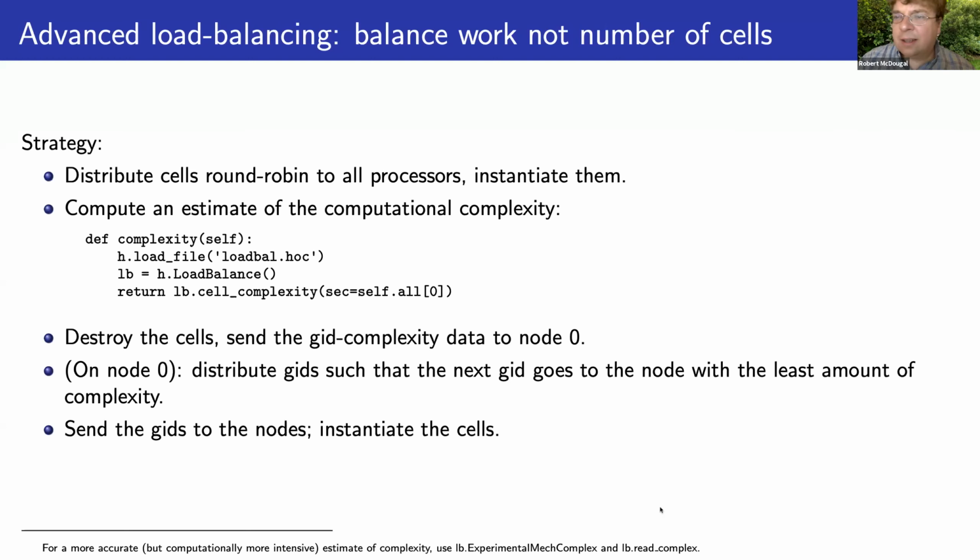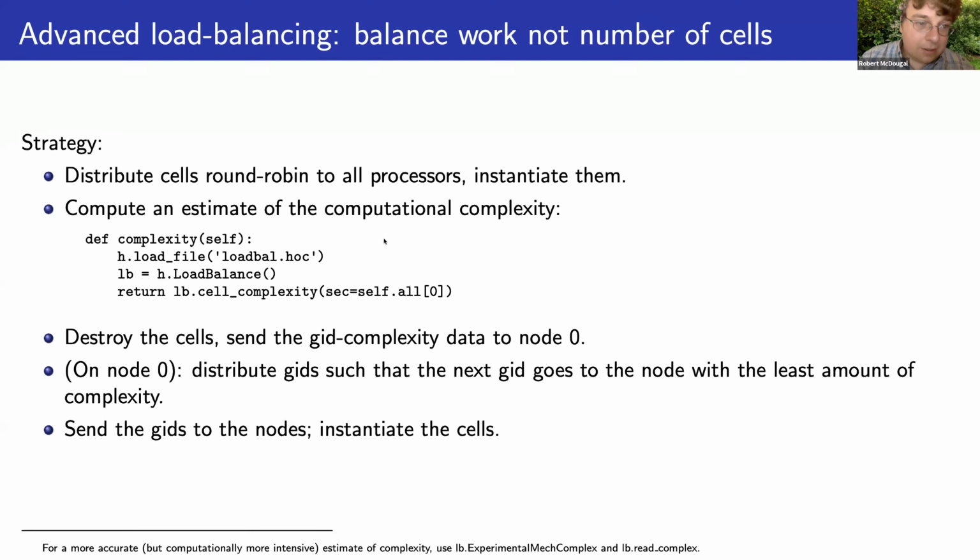And there's theory that will tell you the upper bound for the worst case scenario, but it's not too bad in terms of how well this will do versus the theoretical optimal balancing. So then you send the GIDs to the nodes, or again, if all the nodes have this information, they can just keep track of everything, who does what, and then just build their own stuff. But either way, once all the nodes know this, they can instantiate the cells.